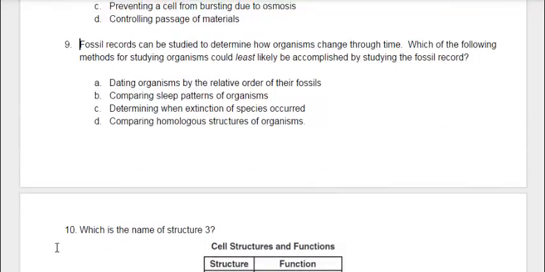Question 9. Fossil records can be studied to determine how organisms change through time. Which of the following methods for studying organisms could least likely be accomplished by studying the fossil record? A. Dating organisms by relative order of their fossils. B. Comparing sleep patterns of organisms. C. Comparing when extinction of species occurred. Or D. Comparing homologous structures of organisms.